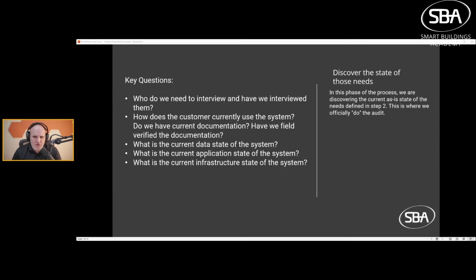How does the customer currently use the system? Now you're focusing on those tactical roles that are using the system: the energy manager, the operations manager, the dispatcher, etc.